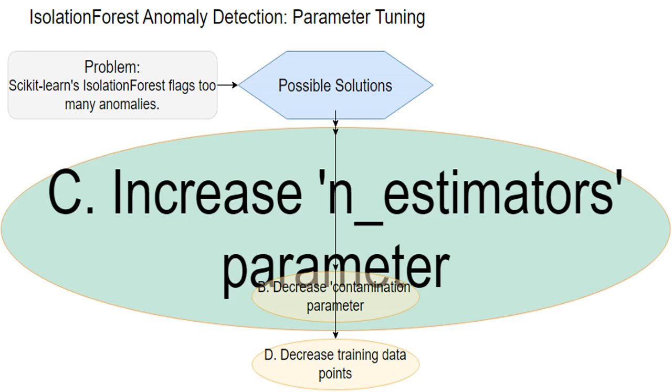I also suggest increasing the number of trees, n_estimators, in your isolation forest. More trees mean more votes, leading to a more reliable prediction. It's like having more judges in a jury. A more informed decision is likely.